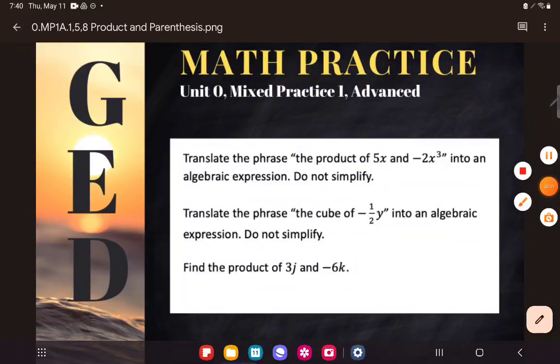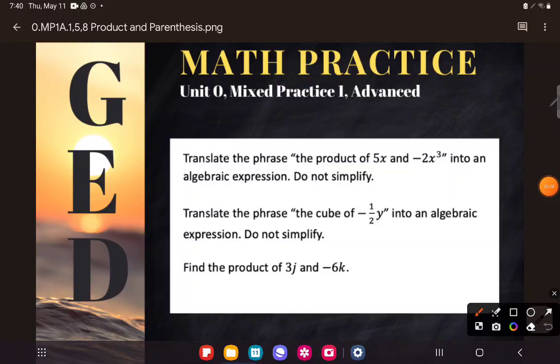Hey, GED students, let's look at some tricky examples of some otherwise pretty simple concepts. So look at the first one here. It says, translate the phrase, the product of 5x and negative 2x cubed into an algebraic expression. Translate into an algebraic expression. They're asking us to write in the language of algebra. So write in algebra. So no words. We're going to use all symbols.